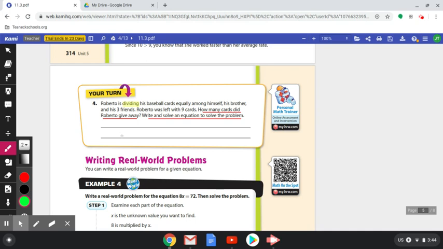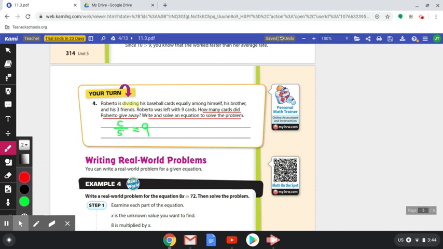Let's use C for cards because we don't know how many cards he started with. So he has C cards divided by 5, because again, that's himself, his brother, and those 3 friends, equals 9. Because we know that's how many he was left with at the end of the day. We don't know what he started with.